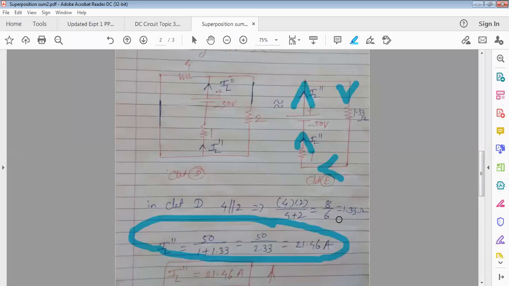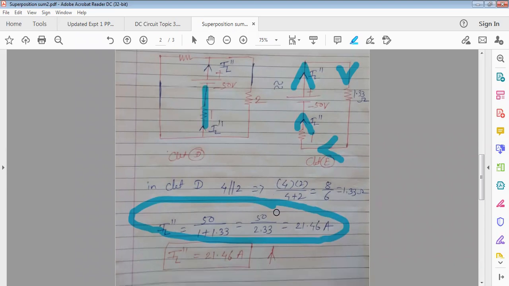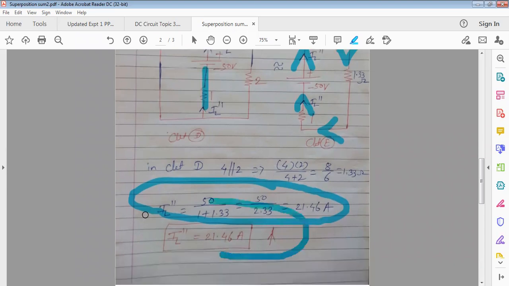Right. Here the voltage source was directly connected in series with its load resistance, so whatever you have calculated is the required current. And its direction we have seen is upward, isn't it? So 21.46 ampere in the upward direction will be IL double dash.